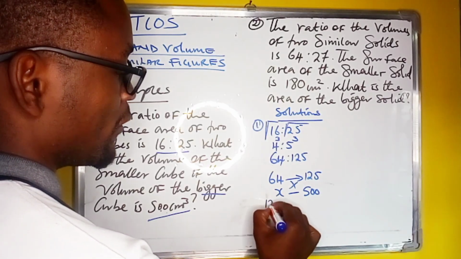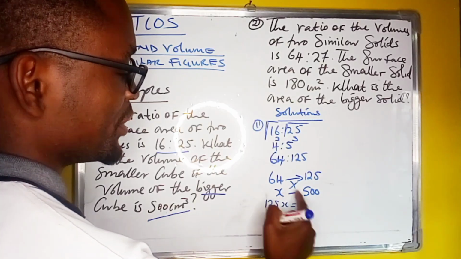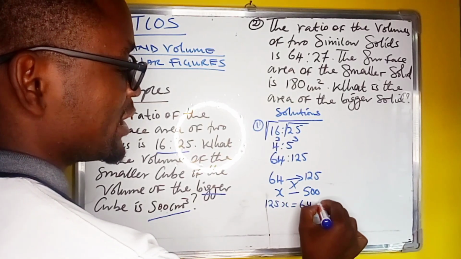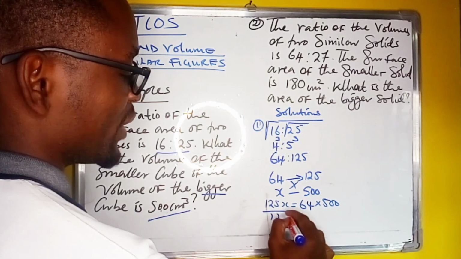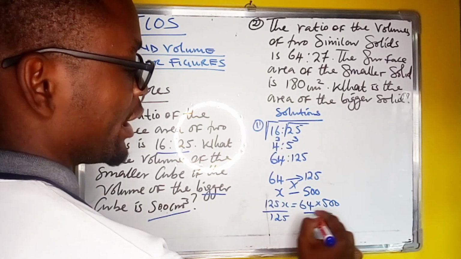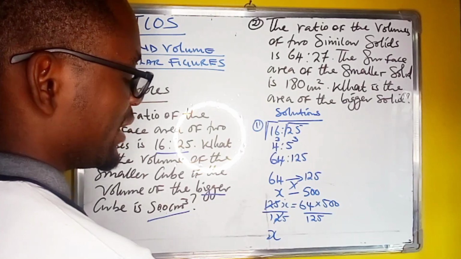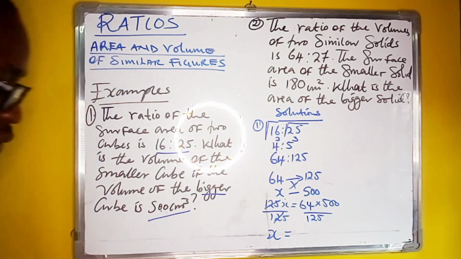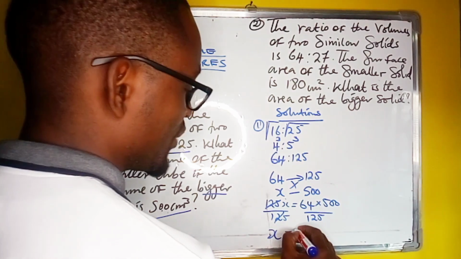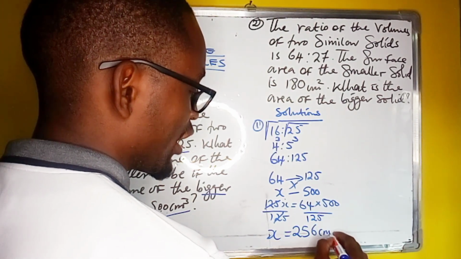You're going to say 125 times x gives us 125x is equal to 64 times 500. Then once you do that, you divide both sides by 125. Therefore, the volume that you are going to get there is going to be 256 cubic centimeters.